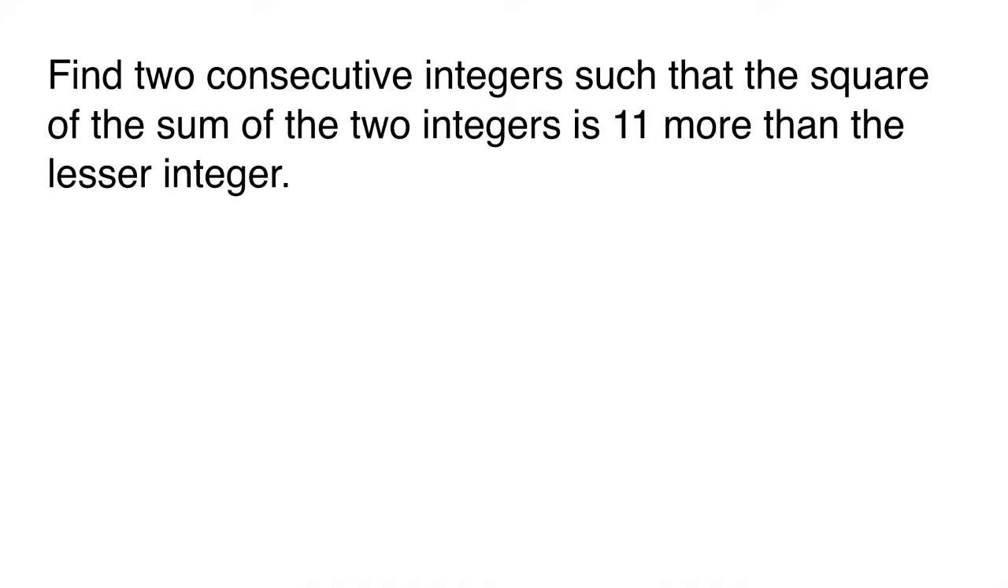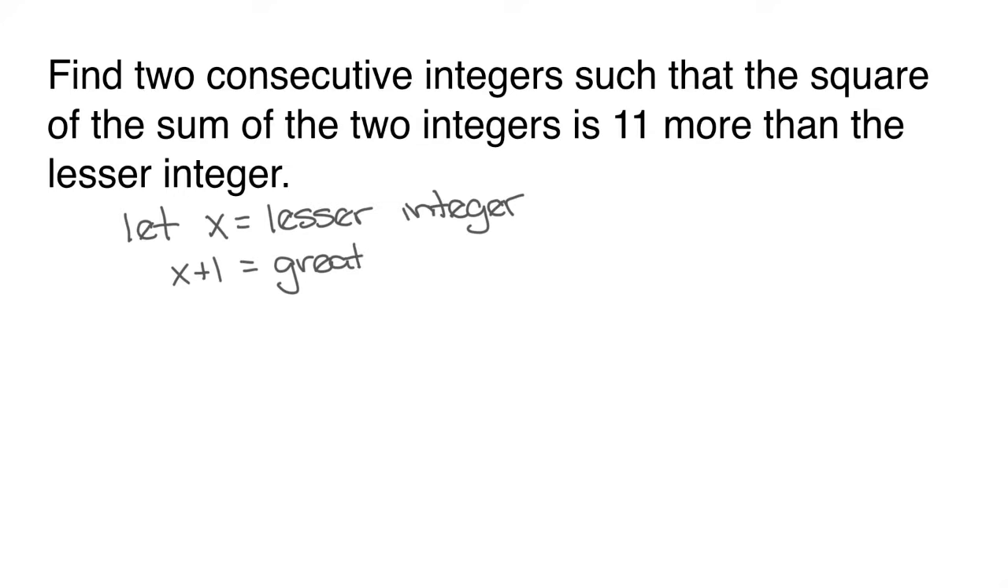Find two consecutive integers such that the square of the sum of the two integers is 11 more than the lesser integer. If we have two consecutive integers, then let's let x be equal to the lesser integer. Then, since these are consecutive integers, x plus 1 will be equal to the greater integer.